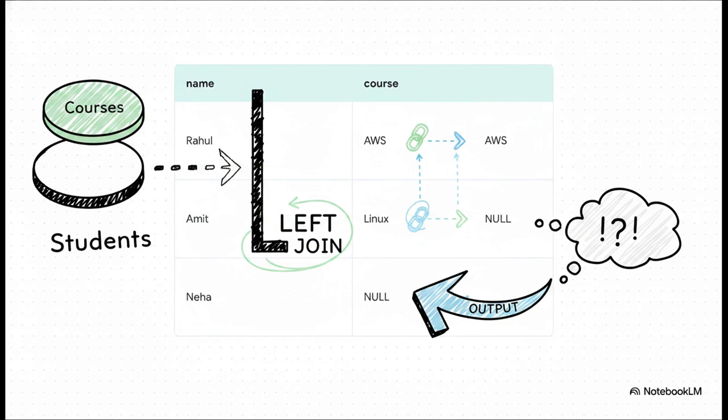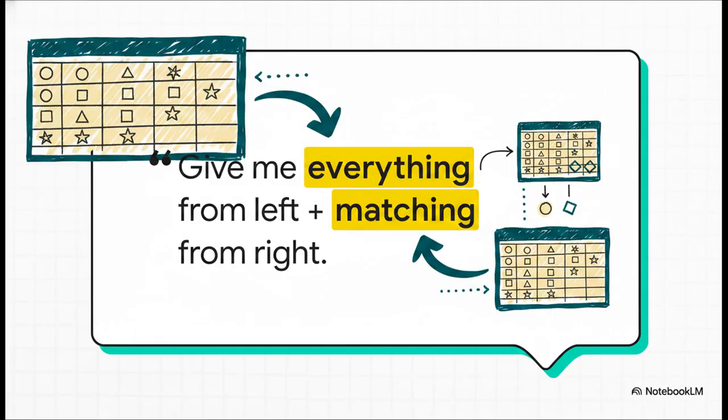But look, Neha is back on the list. Now, since she didn't have a matching course over in the right table, the value for her course is just null, which basically means empty. The key is we kept everyone from the left. And here's the super simple way to lock this in your brain. A left join is just saying, give me absolutely everything from the left table and throw in the matching stuff from the right.